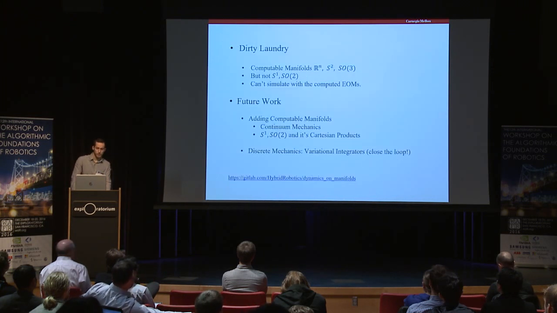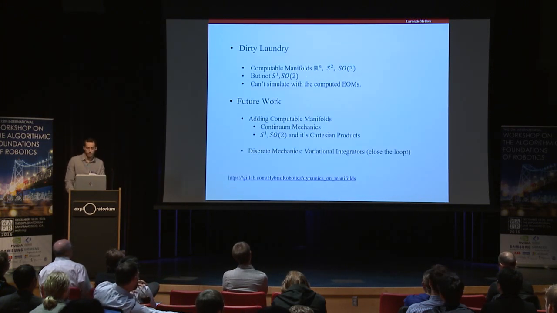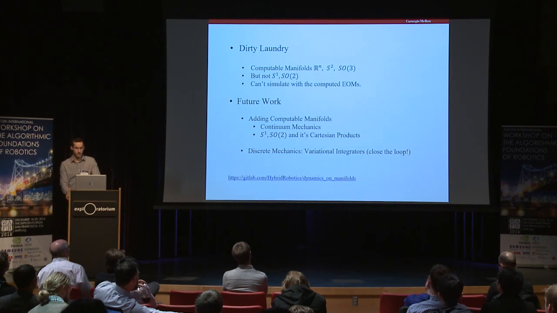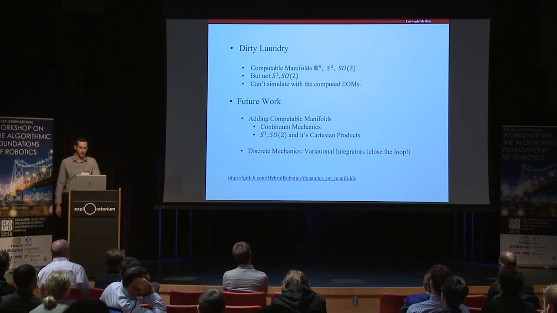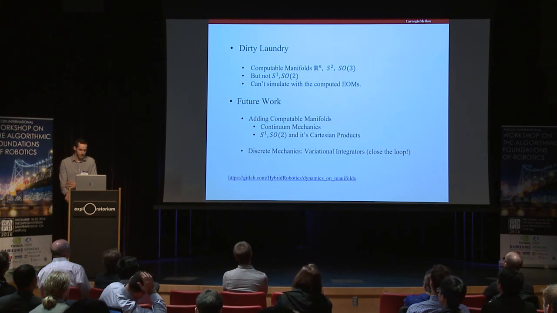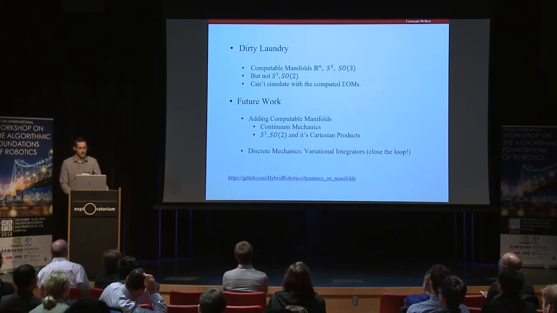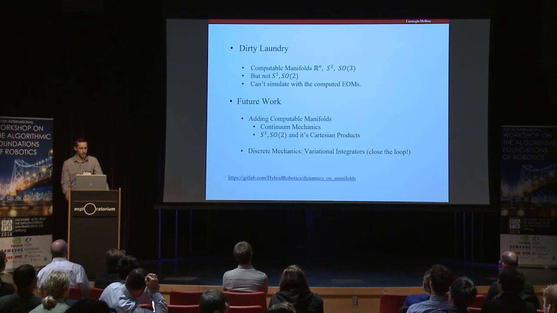So, a dirty laundry slide for this work. Our computable manifolds for this procedure are the reals, S2, and SO3. We can't compute right now on manifolds S1 and SO2, and these are very common. This is like a rotational joint for a motor. This is because we need some type of scalar parametrization to describe its embedding in the real space. So future work might be finding a way to possibly describe our Lagrangian with these types of degrees of freedom.